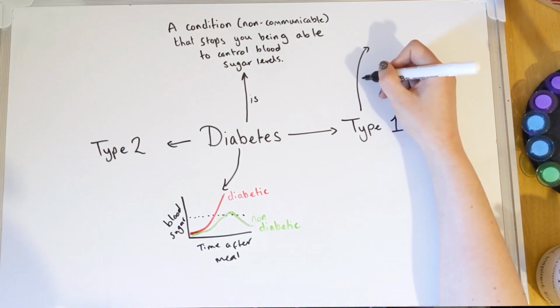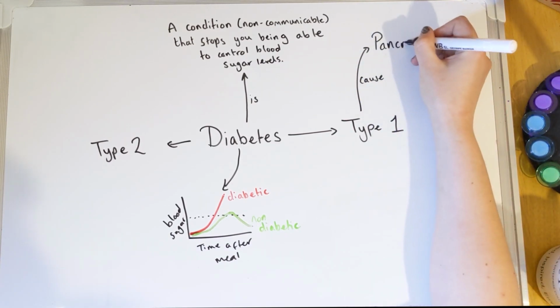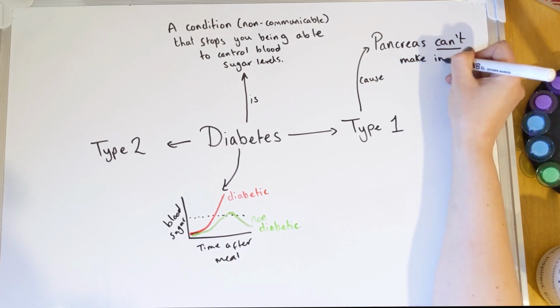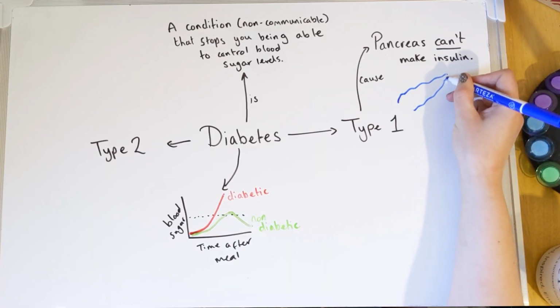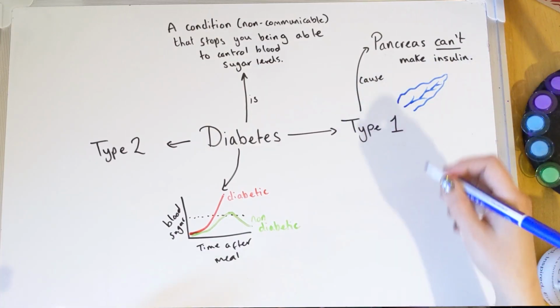Let's start by looking at type 1 then. Type 1 is caused by somebody's inability to make insulin, so your body can't make insulin. Now, we don't really know 100% what causes type 1. We do know that the pancreas can't make insulin, and we also know that it can't because the white blood cells, or the person's immune system, actually destroys and attacks the insulin making cells in the pancreas. They might think that they're a foreign body or a pathogen.